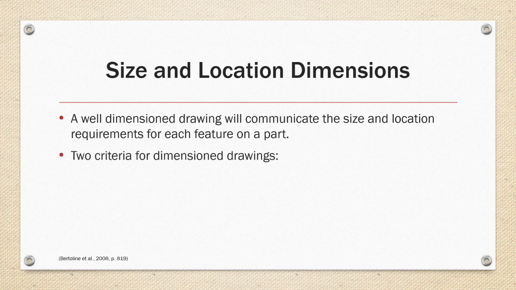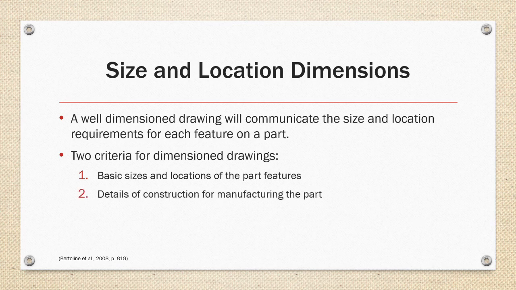Two basic criteria can be used for dimensions on drawing views. First, the basic size and location of part features must be defined. Second, the details of construction for manufacturing the part must be defined.